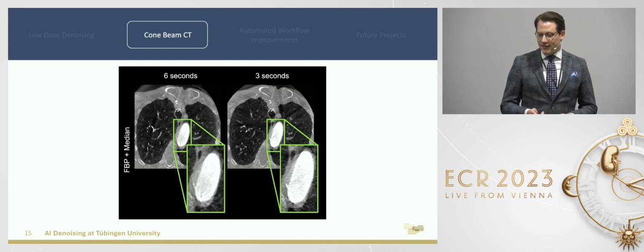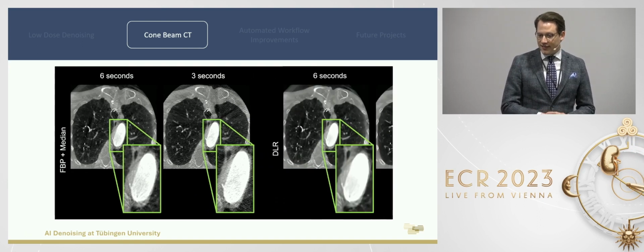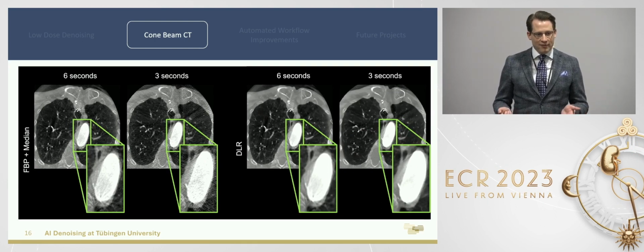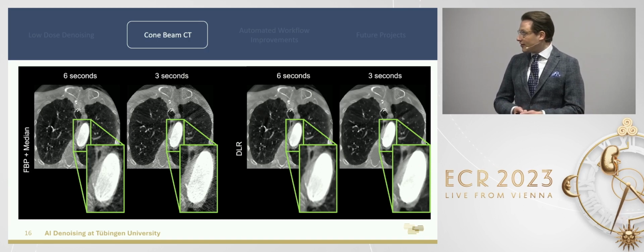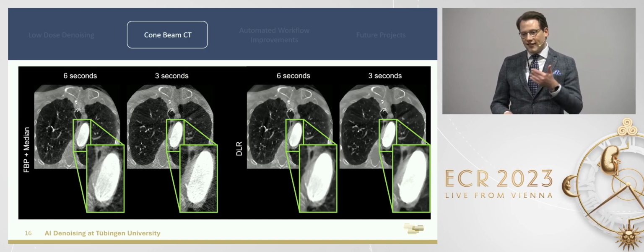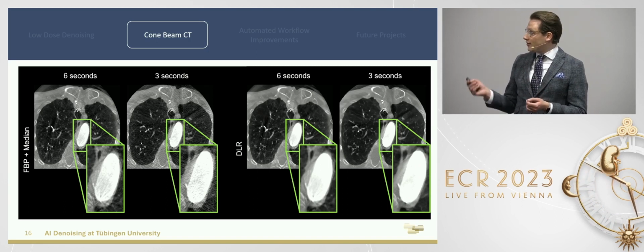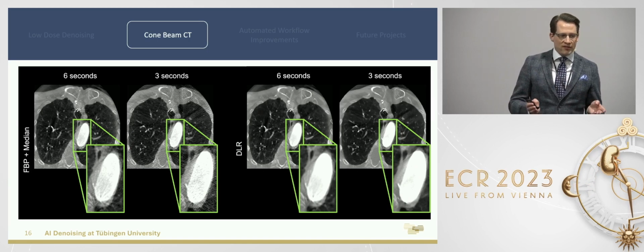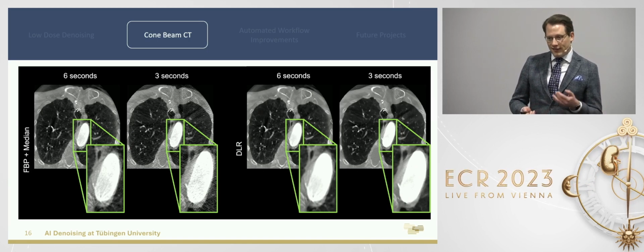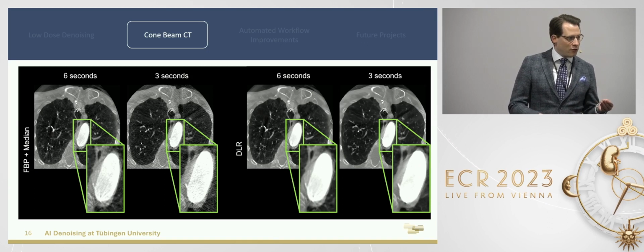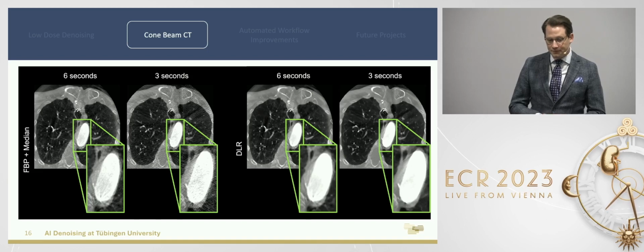Well, we looked at this specific example here, and as you can see in the denoised data sets, of course, 6 seconds and 3 seconds both look better than the original data sets. But of course, in the 3-second data sets here, you have the possibility of also reducing noise in the reduced motion artifacts data sets. So this is not only an example where you can really decrease radiation dose for the patients, but you can also really improve quality of life for the interventional radiologist when using this technique.